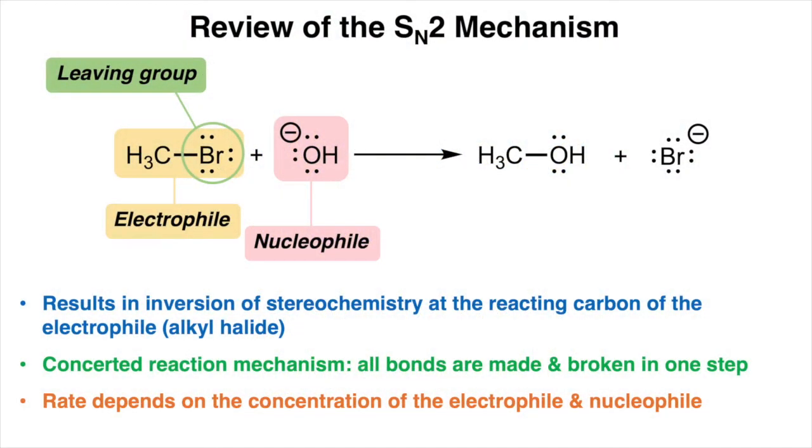Just as a review from last time, the SN2 reaction is a concerted or one-step mechanism where the nucleophile attacks the carbon at which the leaving group is attached to, and then the leaving group leaves. SN2 reactions are a direct displacement of a leaving group with a nucleophile. These reactions result in inversion of stereochemistry if the initial electrophile was chiral, and its rate depends on the concentration of both the electrophile and the nucleophile.